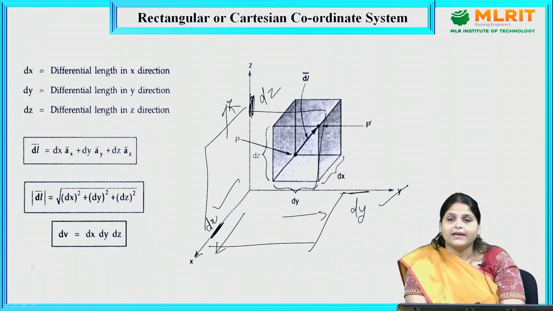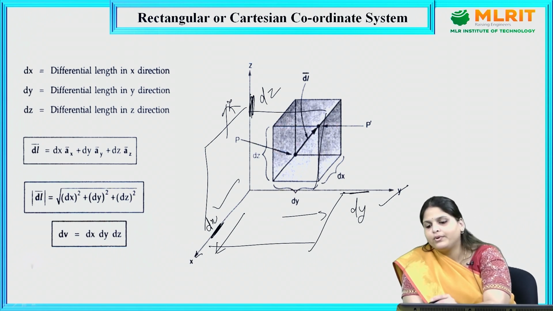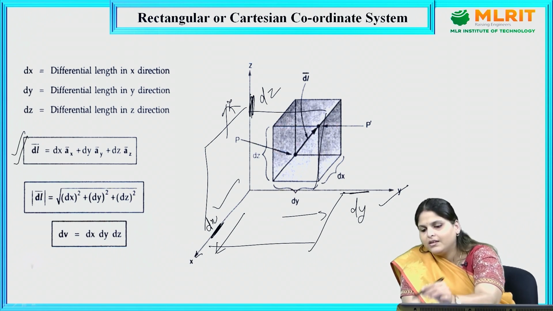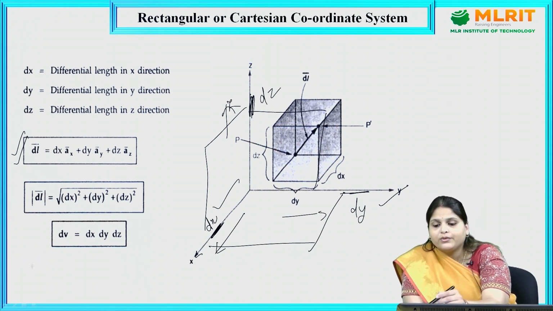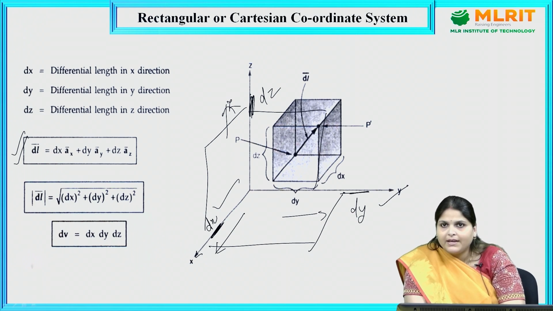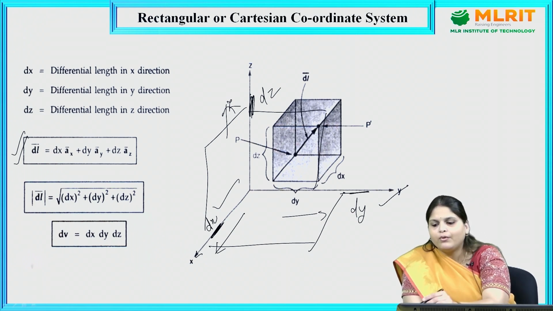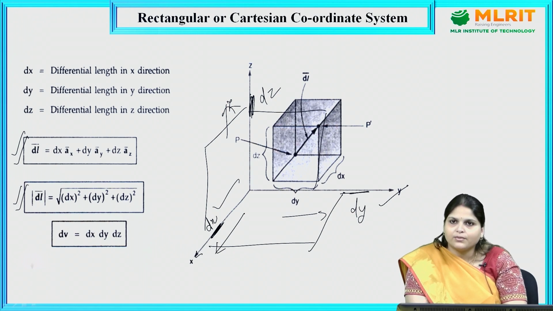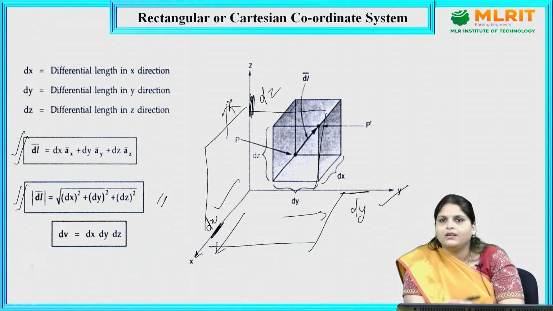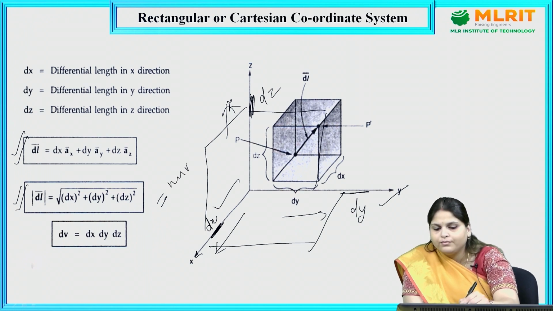Now, if I want to write dl, then I can write vector dl equals dx ax plus dy ay plus dz az. That is the equation. Now, if I want to find out the magnitude of this, I can write mod of vector dl equals under root of dx square plus dy square plus dz square. So, here I will get some numerical value, right?